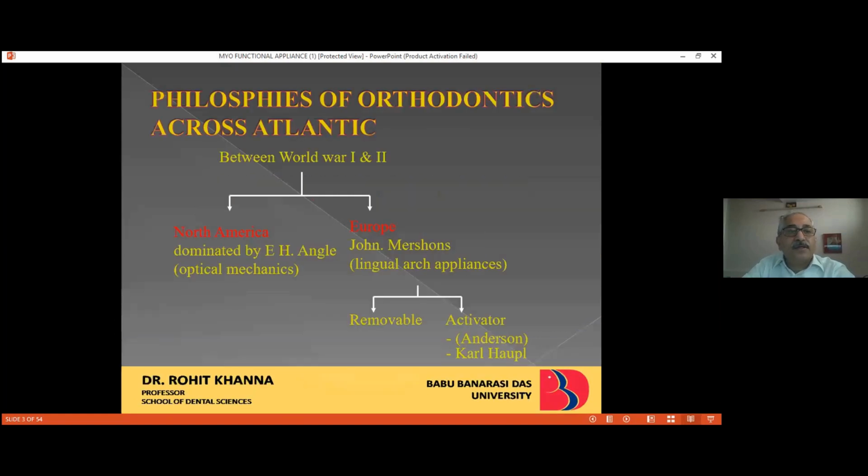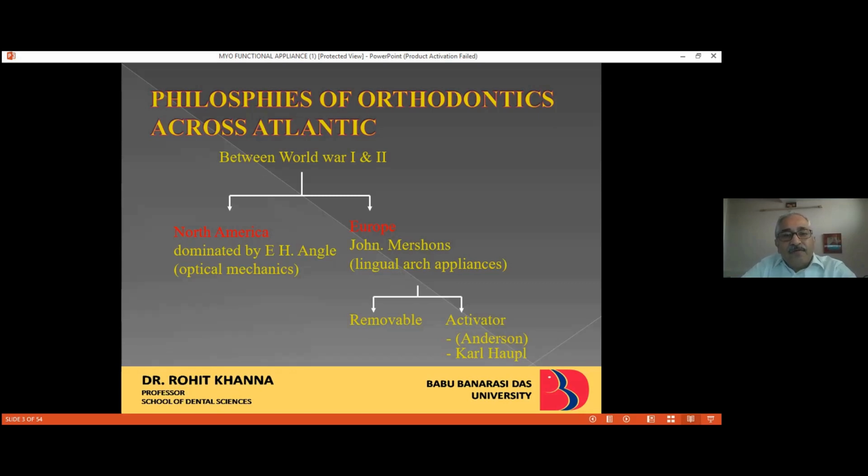The philosophy of orthodontics across the Atlantic Ocean between World War One and Two, that is between the 1920s and 1930s, was divided between North America and Europe. The North American subcontinent was being dominated by Edward H. Angle, who once said modestly to Frederick Noyes, "I have given you an appliance and now use it."